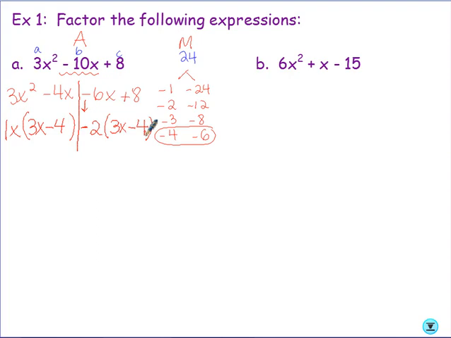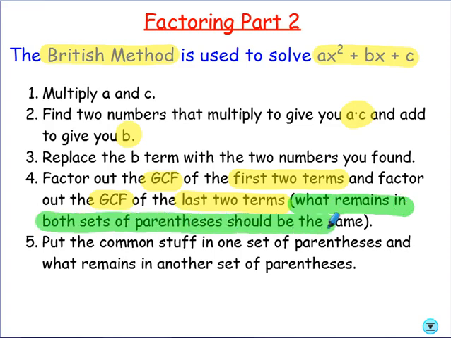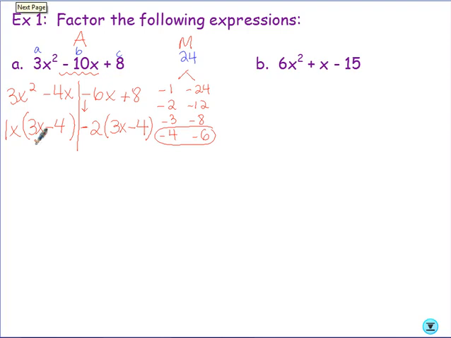Now, I didn't read all of step number 4. I want to go back. There's a little note here. It's really important. What remains in both sets of parentheses should be the same. If your parentheses don't match, you did something wrong. Look at my parentheses. 3x minus 4 and 3x minus 4. They match. That's how we know we're doing it right.